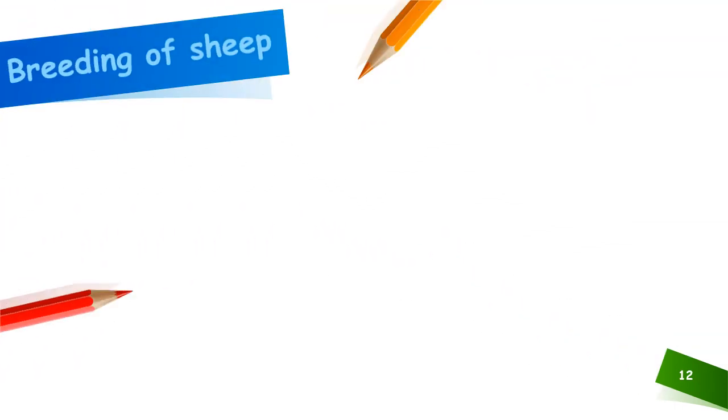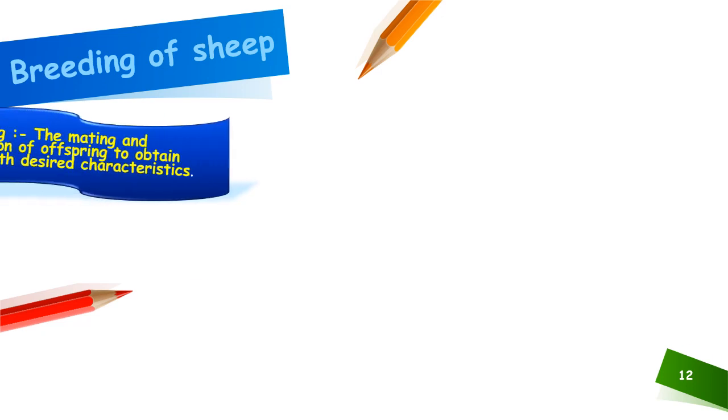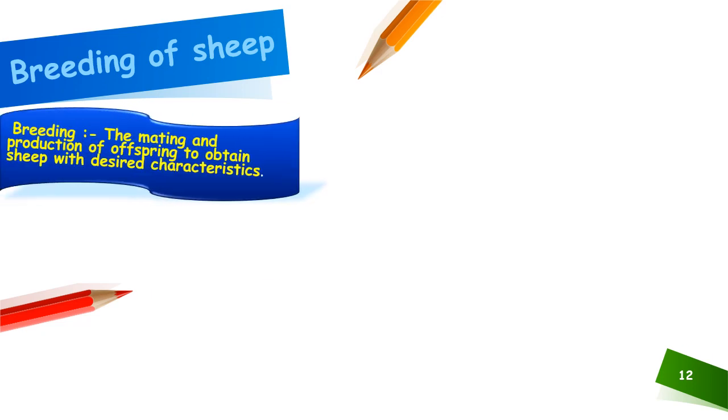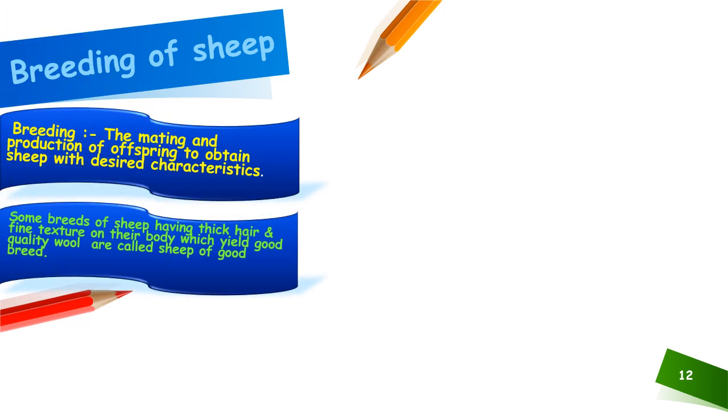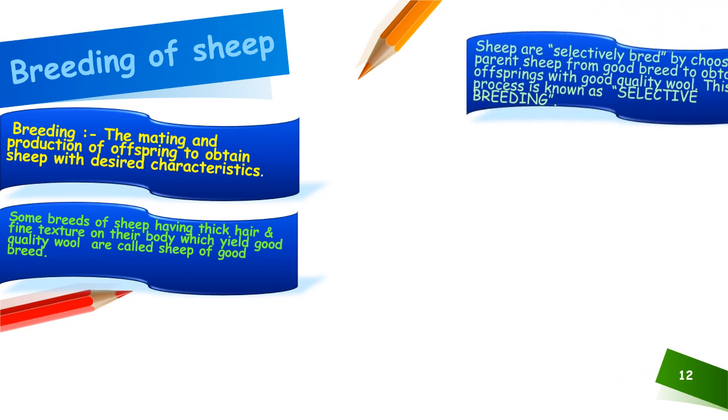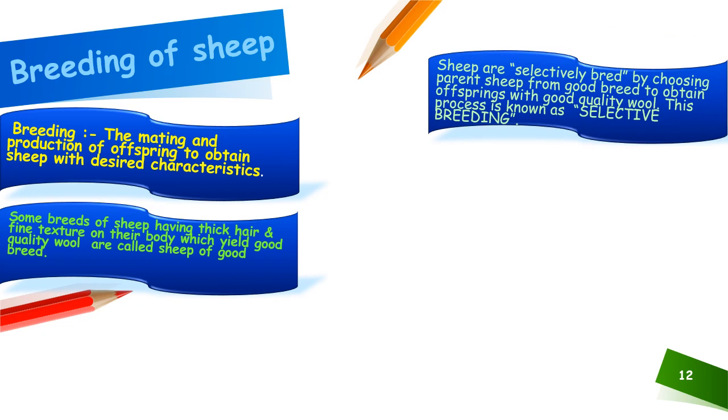Now moving on to breeding of sheep. Breeding is done to obtain sheep with desired characteristics. Sheep that have a thick coat of hair and fine texture are called sheep of good breed. Sheep are selectively bred by choosing parent sheep from the good breed to obtain offsprings with good quality wool. This process is known as selective breeding.